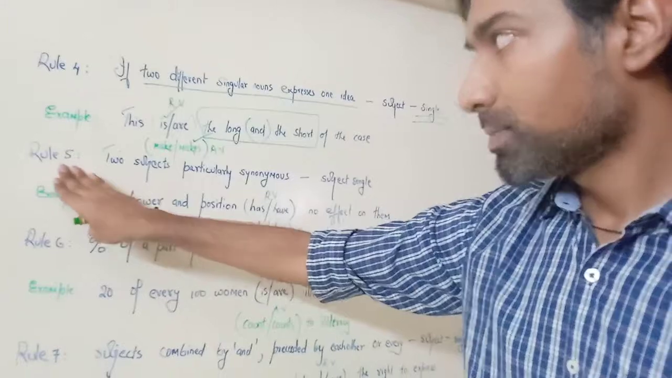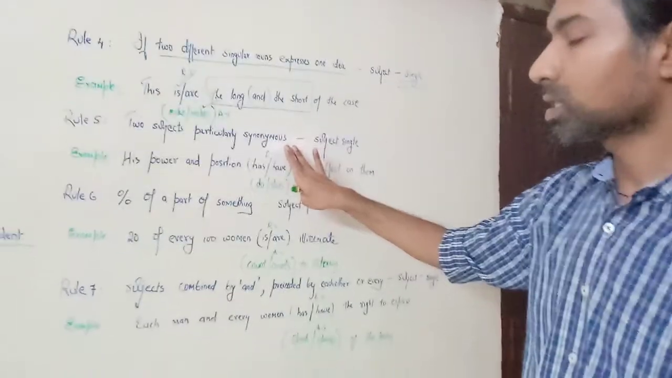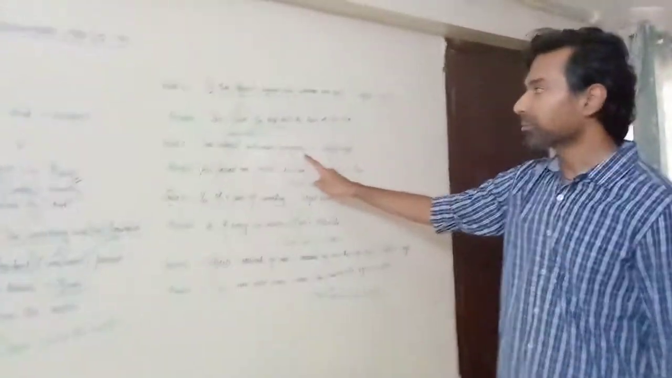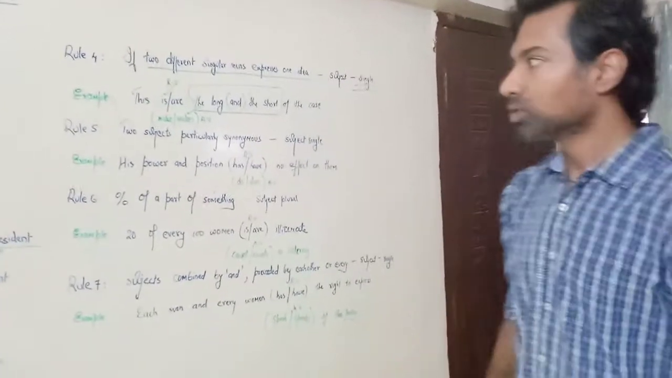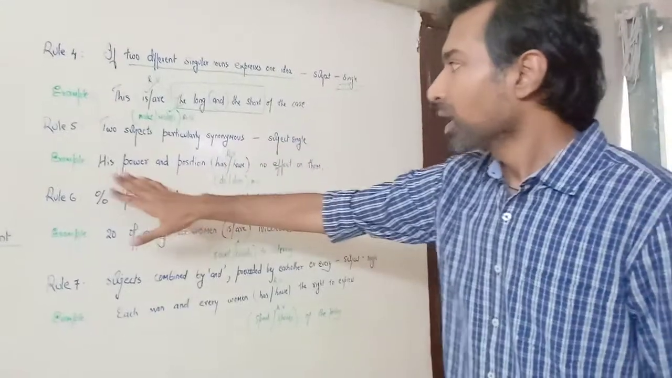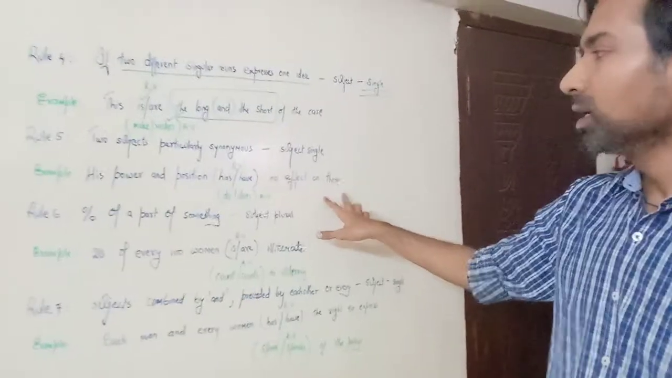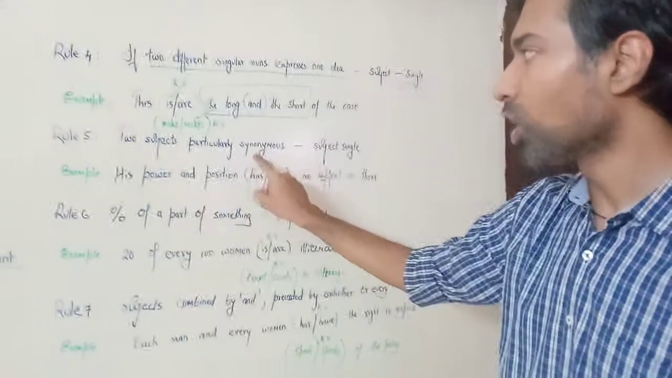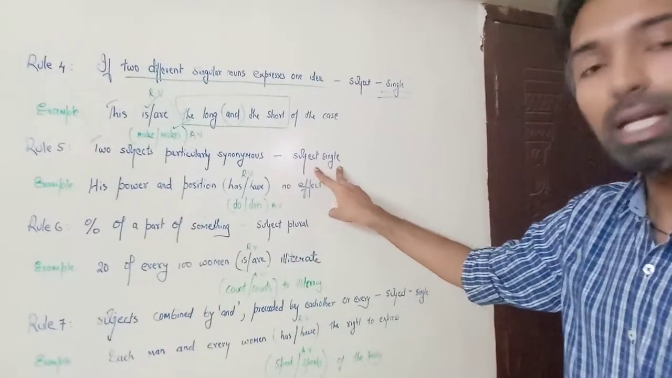Well, coming on to rule number 5. The rule number 5 talks about two subjects particularly synonymous. When we talk about two subjects particularly synonymous, that means I am talking about words which are similar in expression. So let me give an example by saying his power and position have no effect on them. So if I had to put it as a rule, these words power and position are synonymous to each other. Thus, they are considered as a subject which is single in nature.